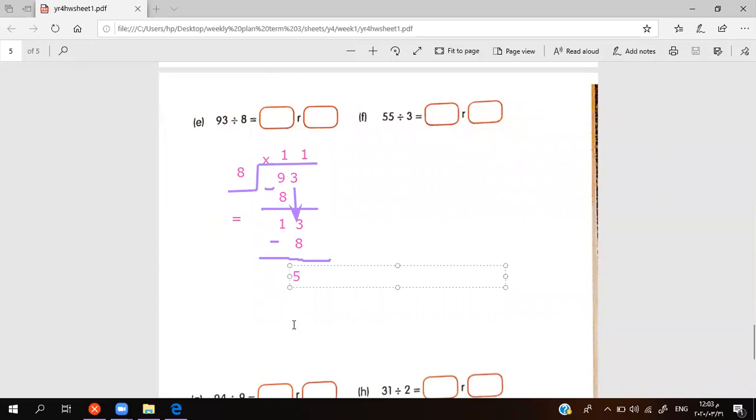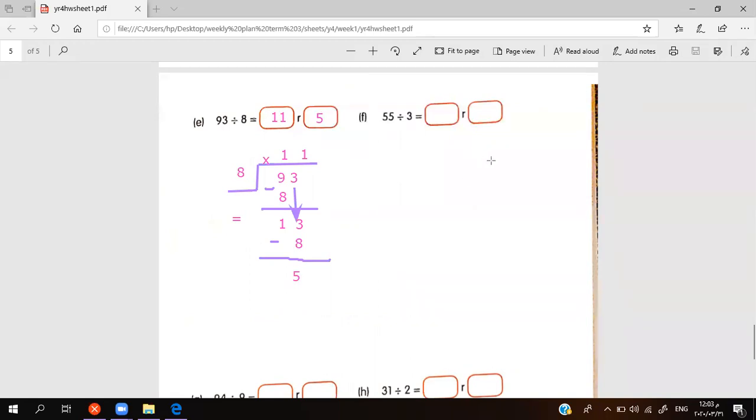Is 5 the remainder? Yes, because 5 is smaller than 8. So the answer is 11, and the remainder is what? 5. What's left here is 5.